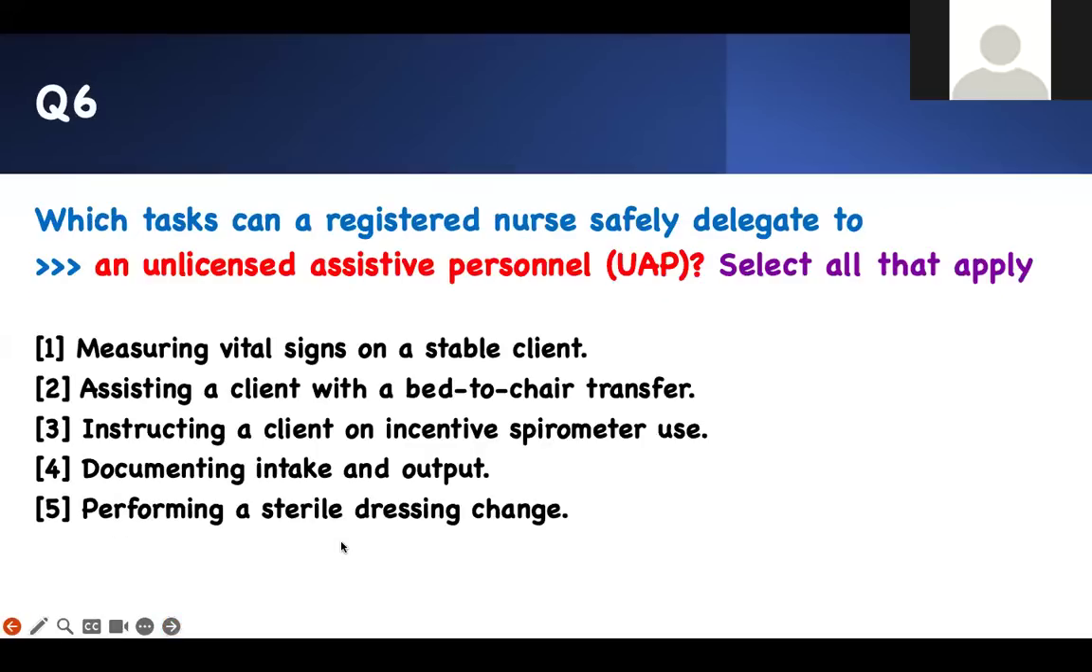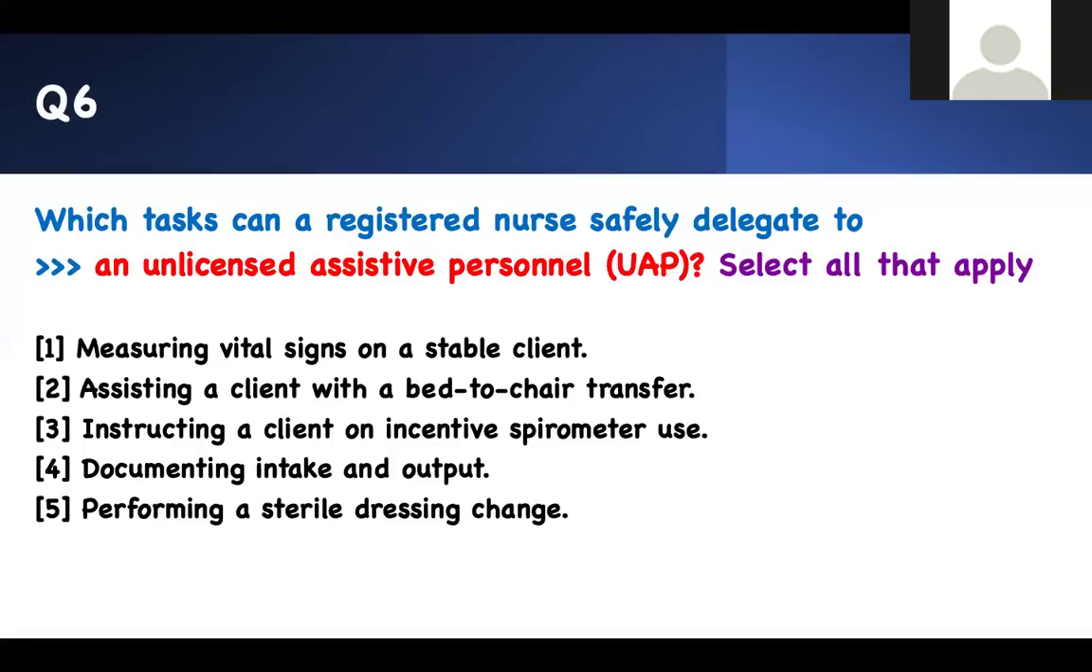Which task can a registered nurse safely delegate to unlicensed assistive personnel? The way I think about it is UAP, anything that does not require thinking. I'm not saying they don't think. They are good people, they understand, but for your test, in order for me to understand what tasks can be delegated to them, I always say nothing that requires thinking, right?